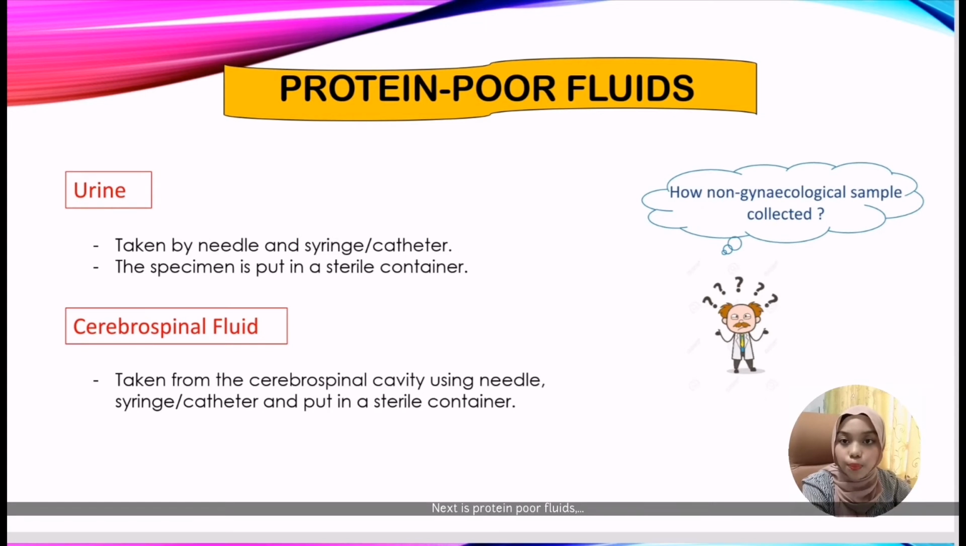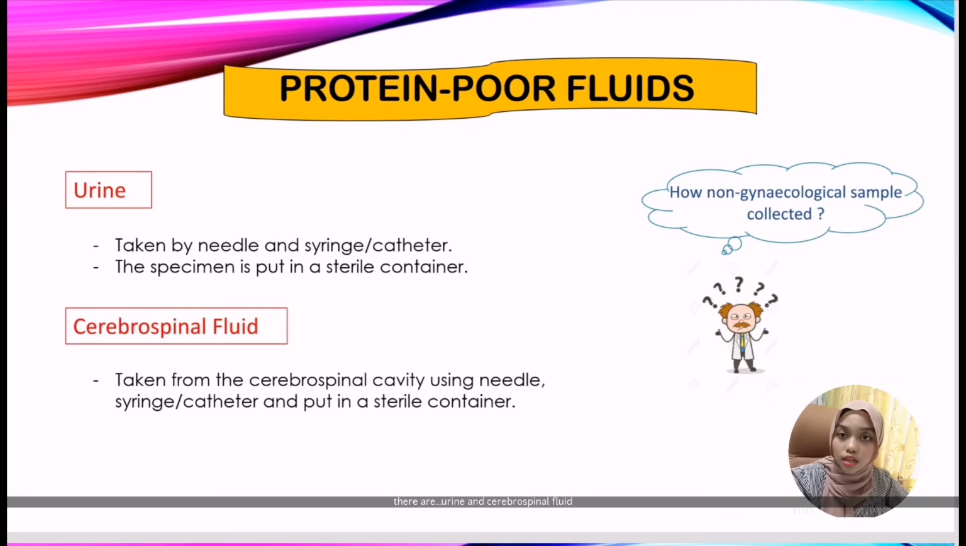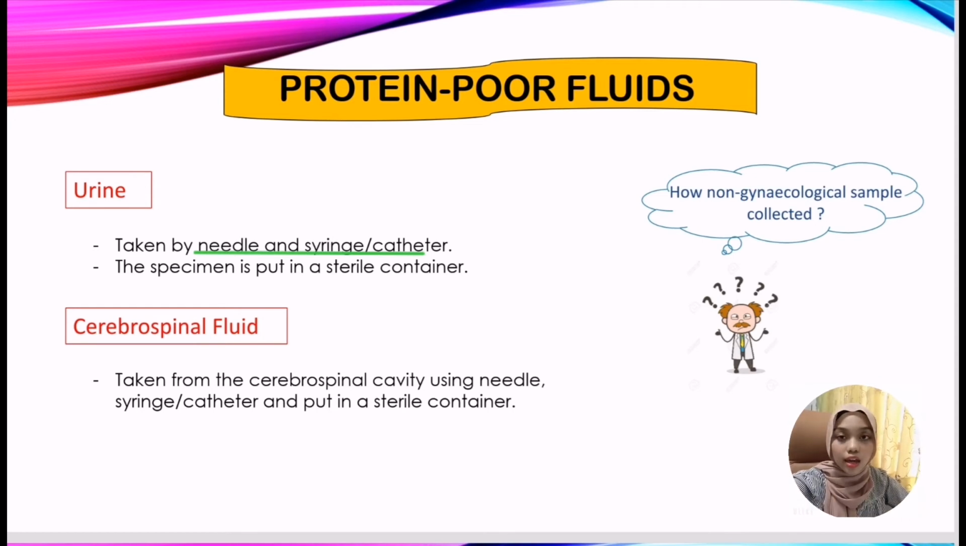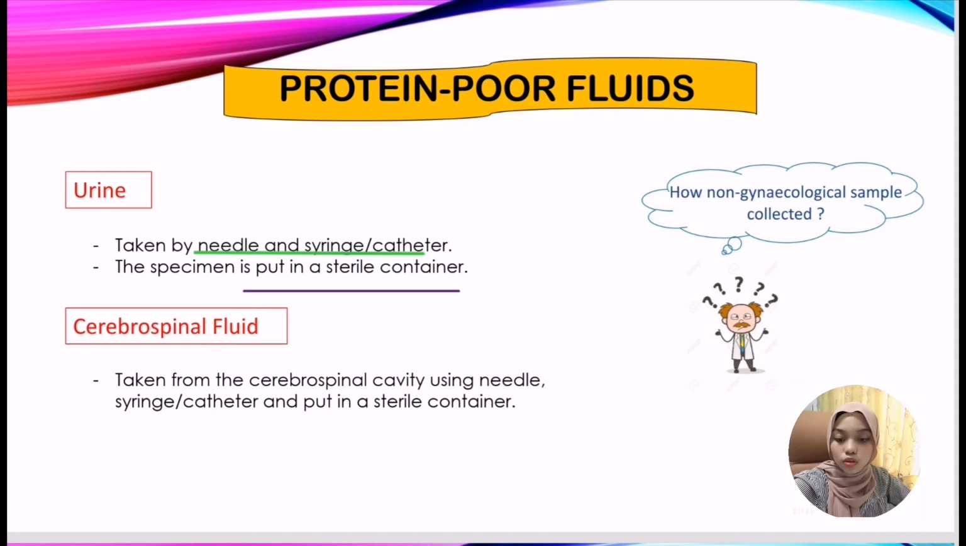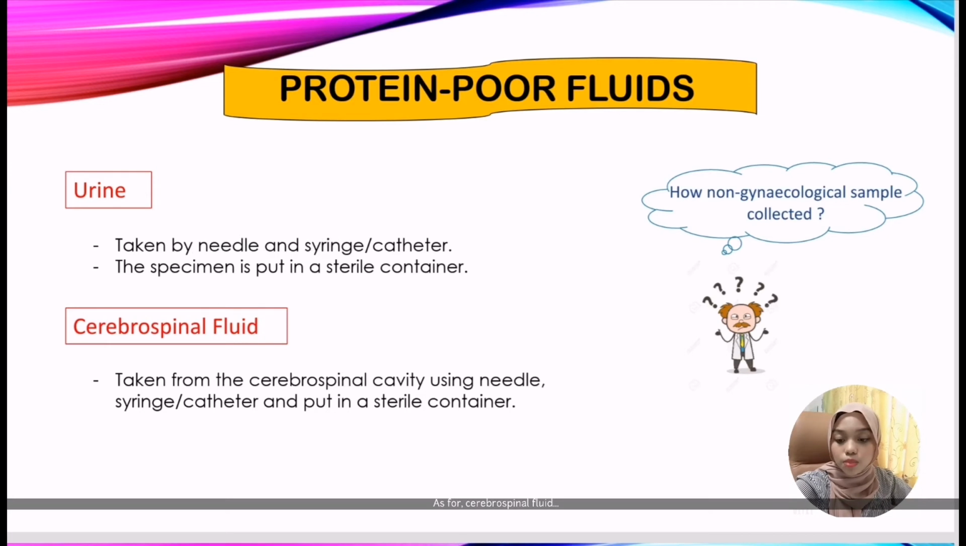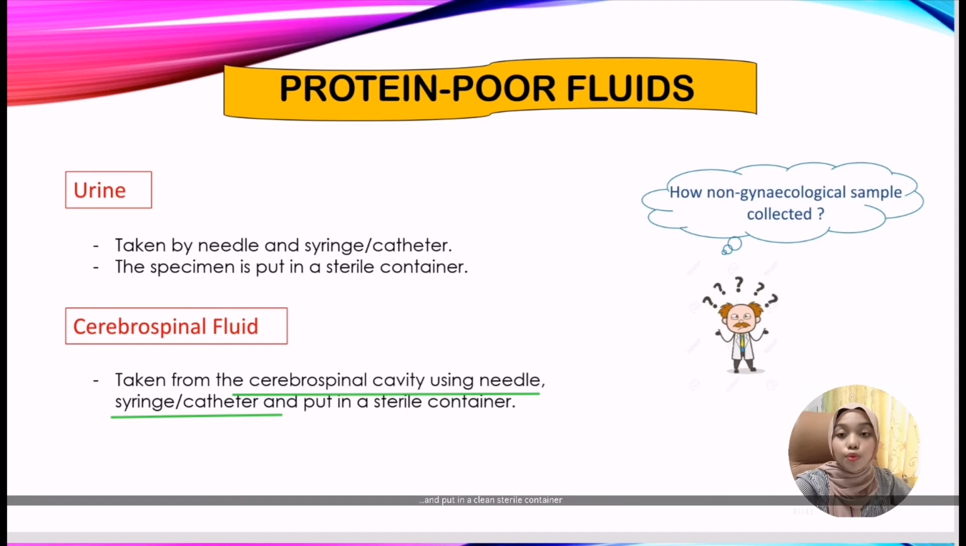Next is protein pure fluids. They are urine and cerebrospinal fluid. Urine is taken by needle and syringe or catheter, and the specimen is, of course, put in a sterile container. As for cerebrospinal fluid, the fluid is taken from the cerebrospinal cavity by using a needle, syringe or catheter and put in a clean sterile container.